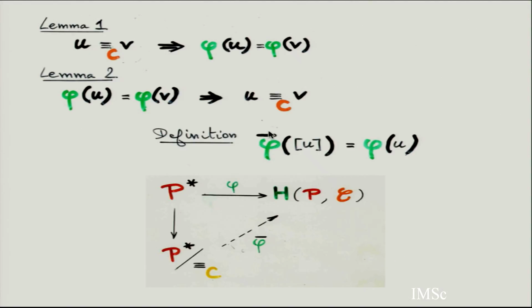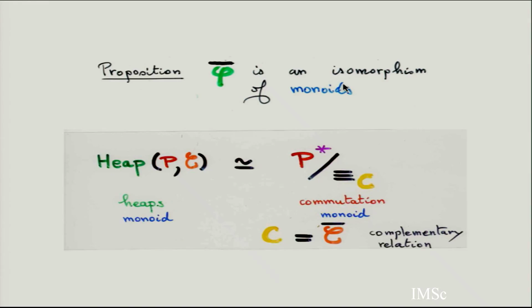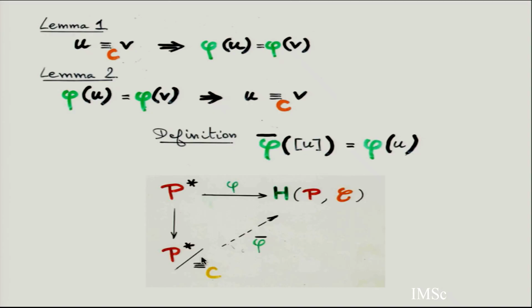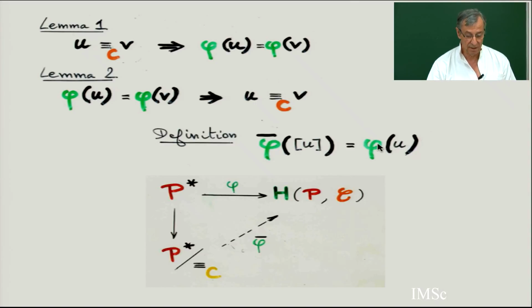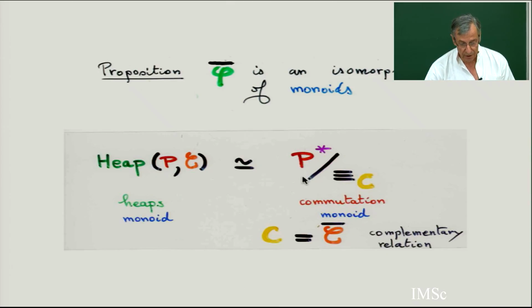From lemma 1 and lemma 2, you can define a map, a bijection, between the commutation class and the heaps of pieces. And I claim that this is an isomorphism of monoid. I claim the map sending an equivalence class of the word U, you take any representant, gives you a heap of pieces, and this heap does not depend on the choice of the representant. And I have to prove that, in fact, it's an isomorphism of monoid.